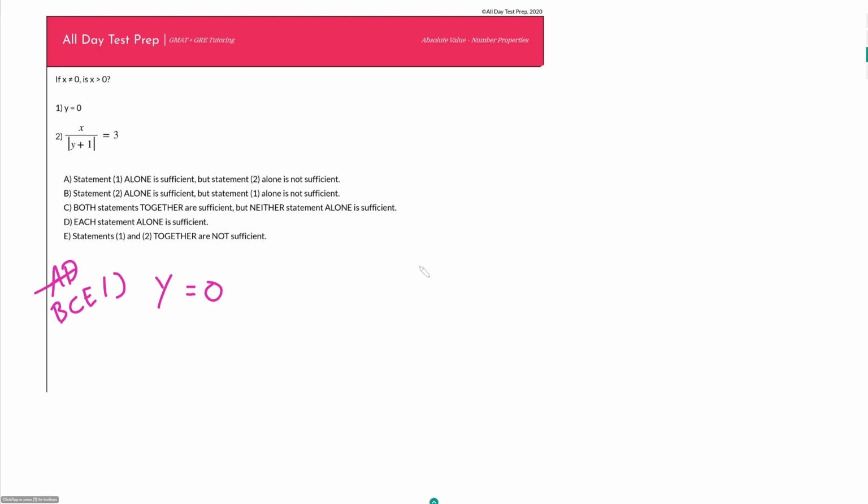So statement 2 now, so now we have an x and a y, and so we've got to pay closer attention to this statement. Statement 2 says x over the absolute value of y plus 1 is equal to 3. So this question is a good example of what is very commonly known as a C trap on the GMAT, because if you were to just glance at both statements together, you could very easily say that together they are sufficient to answer the question, because you can easily just plug statement 1 into the second statement, and that will allow you to solve for x once you have y.